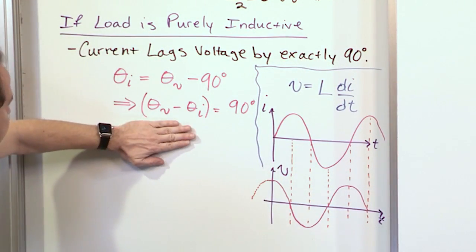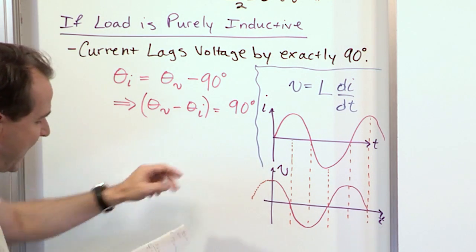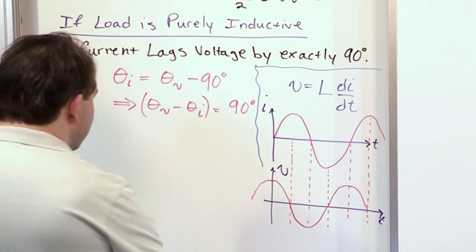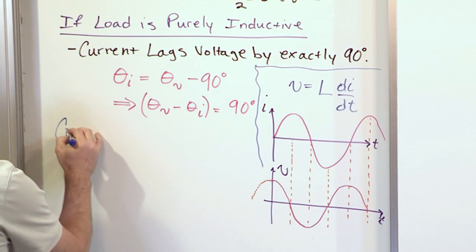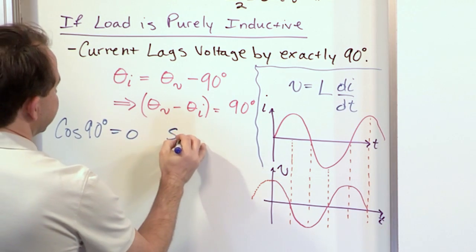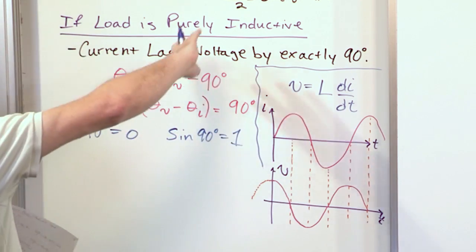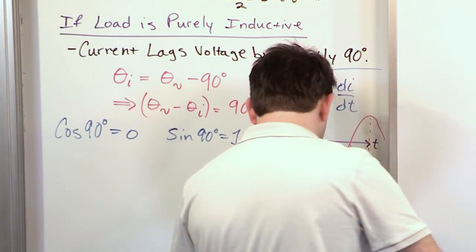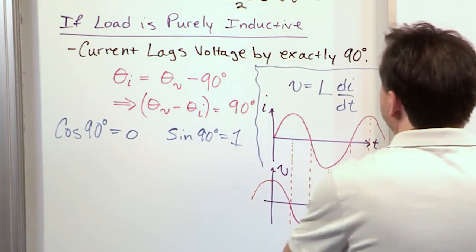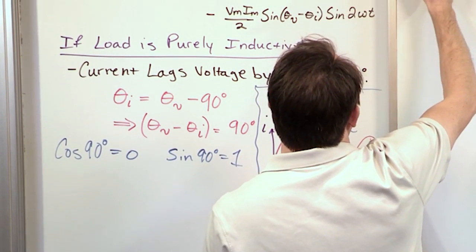The point of this was to show you that theta V minus theta I is exactly 90 degrees. And you should all remember that the cosine of 90 degrees is equal to 0, and the sine of 90 degrees is equal to 1. So let's take this information, and we're going to go over to the right-hand side of the board and write down what the instantaneous power looks like now that we know that it's an inductive load.